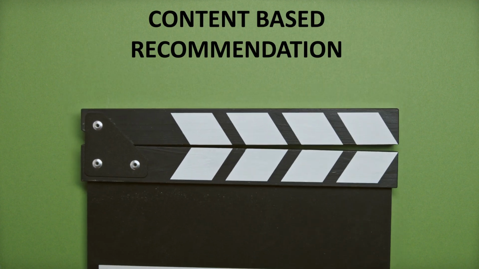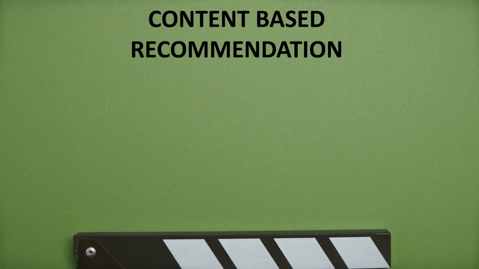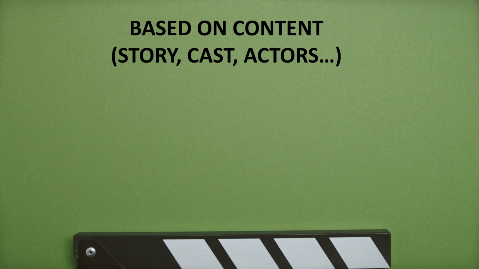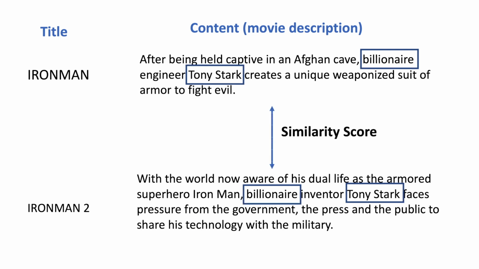Alright, after that action-packed opening, let us now go to the second technique, called content-based recommendation. In this technique, we need to collect data related to the content of the movie, such as the overall story, cast, actors, director, etc. Content-based recommendation uses algorithms to find the common content or common words and then finds a similarity score.